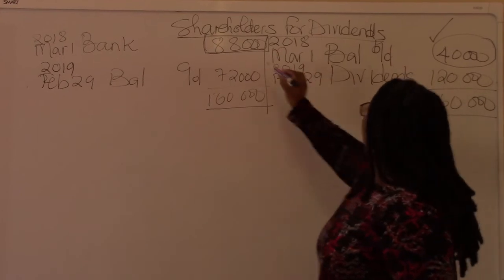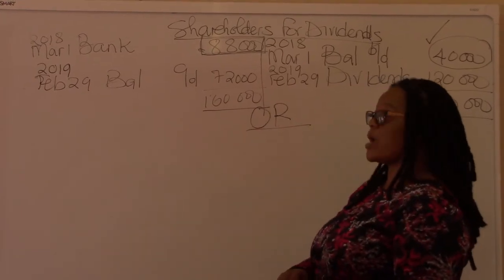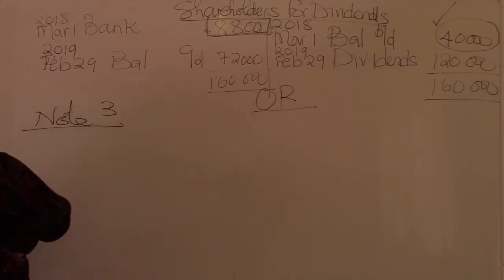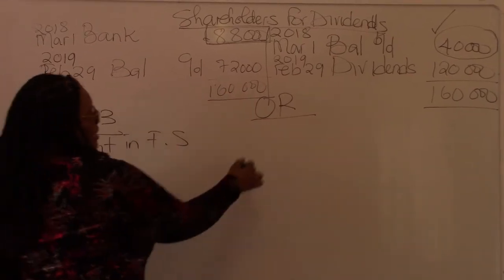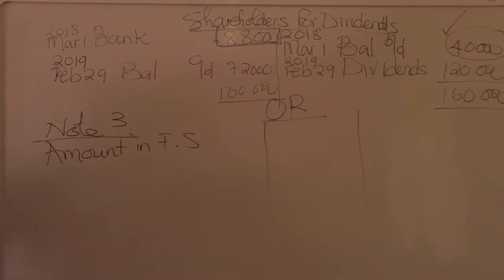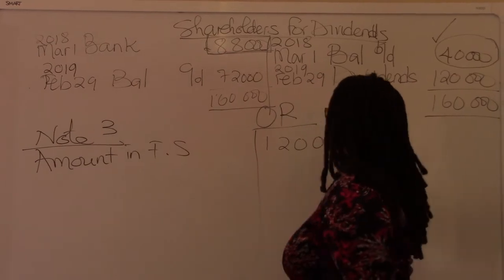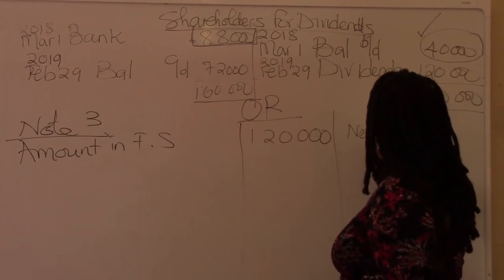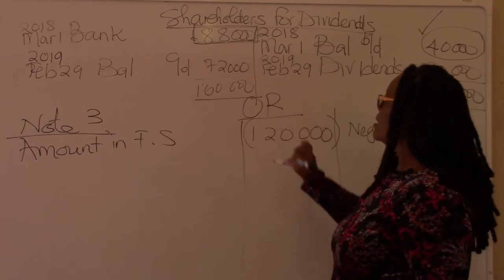So we have our 88,000 there. Then another way of presenting this will be, that is our note number 3 now. This is our note number 3. You are going to have amount in the financial statements. What is our amount in the financial statements? The amount in the financial statements for dividends is 120,000. Remember, this amount in the financial statements should always be a negative. Therefore, it should be in brackets. So I'm going to put it in brackets.